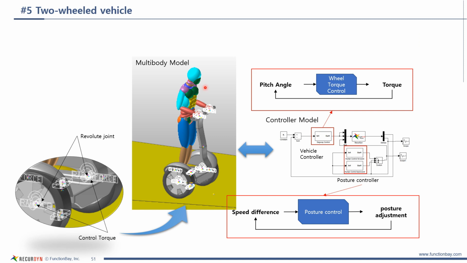This page shows the details of a two-wheeled vehicle, and there are two controllers. The angle and speed difference are input to each controller, and the torque and adjusted posture value are output from each controller and input to the plant model. The gain values for these controllers will be optimized.